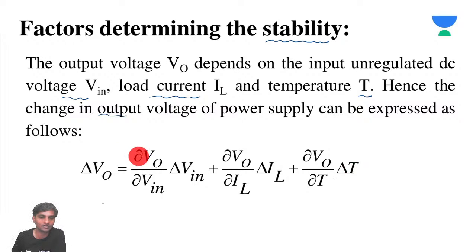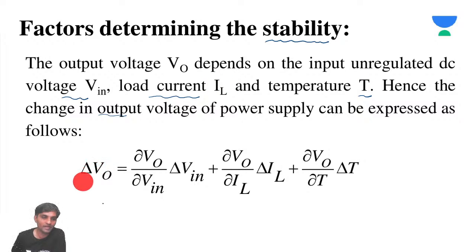So what I am writing is ∂V0/∂Vi into ΔVi plus ∂V0/∂IL into ΔIL plus ∂V0/∂T into ΔT. So the output depends on the unregulated input DC, the load current IL, and temperature.